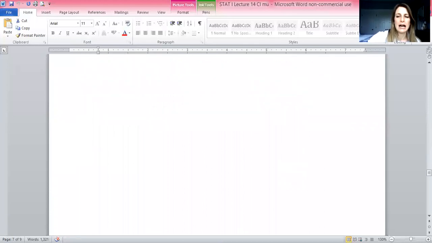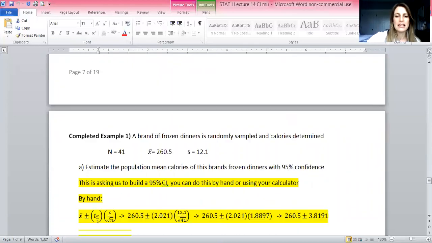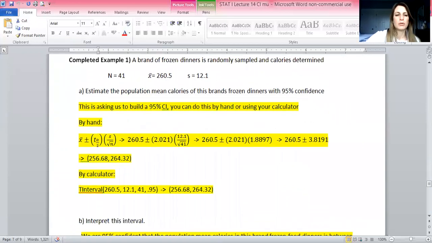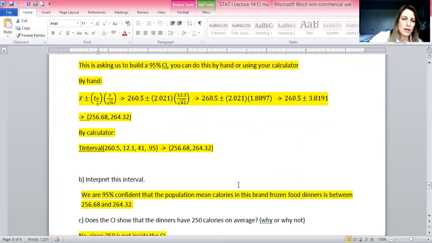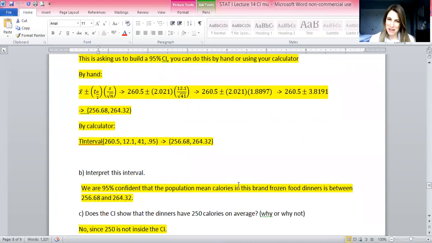So I'm going to scroll down here to the completed example. I did it both ways. I did it by hand first. I showed the calculation: it's my X bar plus or minus my t at alpha divided by 2 times my standard error. So I just plugged all my values in and ended up getting my interval at 256.68 to 264.32. Then I did the same thing with my calculator, like we just talked about in the page above, and I got the same answer, which is good. That means I did it right when I did it by hand, okay? You should get the same answer.